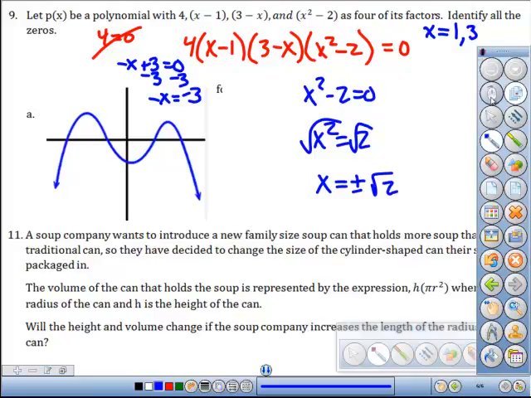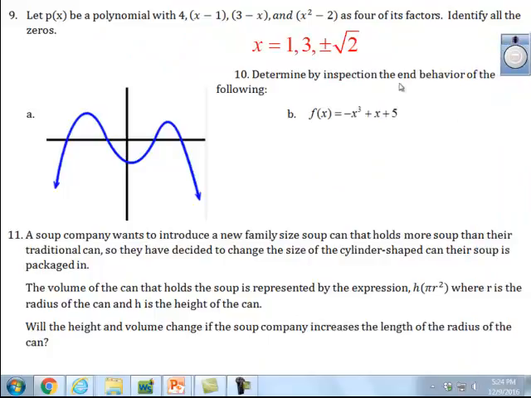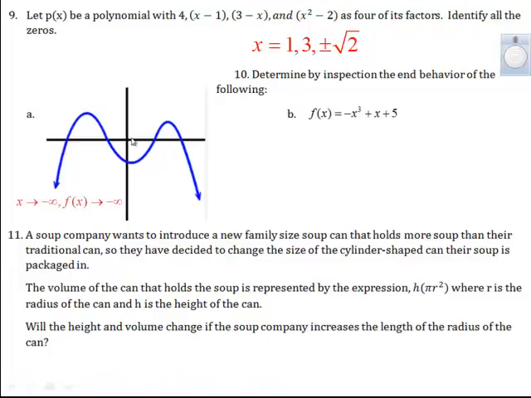So all of those zeros, that's what I got. Next one, it says determine by inspection the end behavior of the following. So this one is kind of easy. As we're going to the left, it's going down. And then this one, as we're going to the right, as x approaches positive infinity, we're also going down.